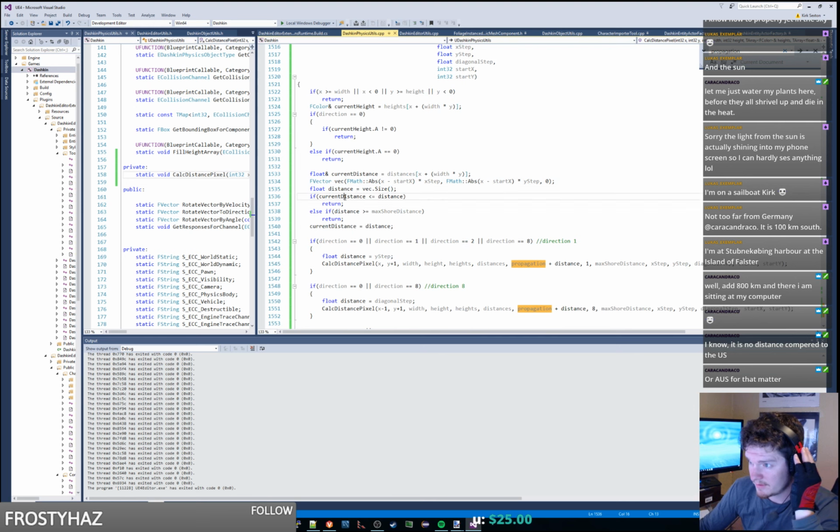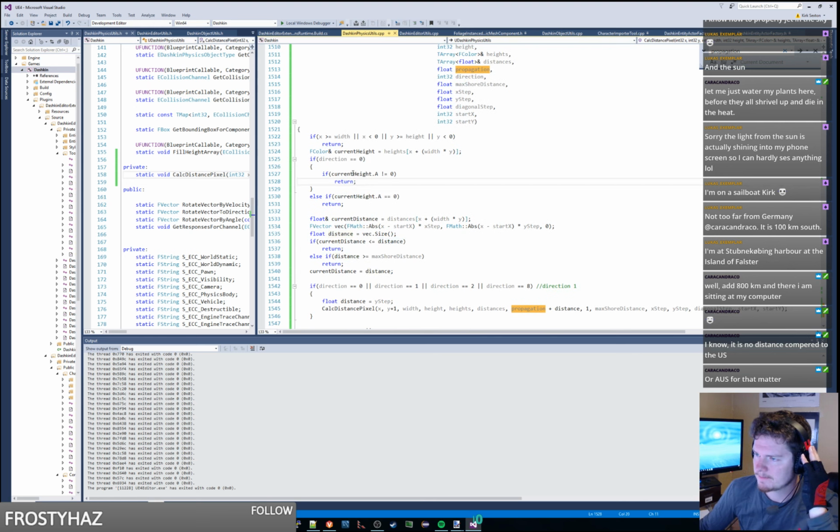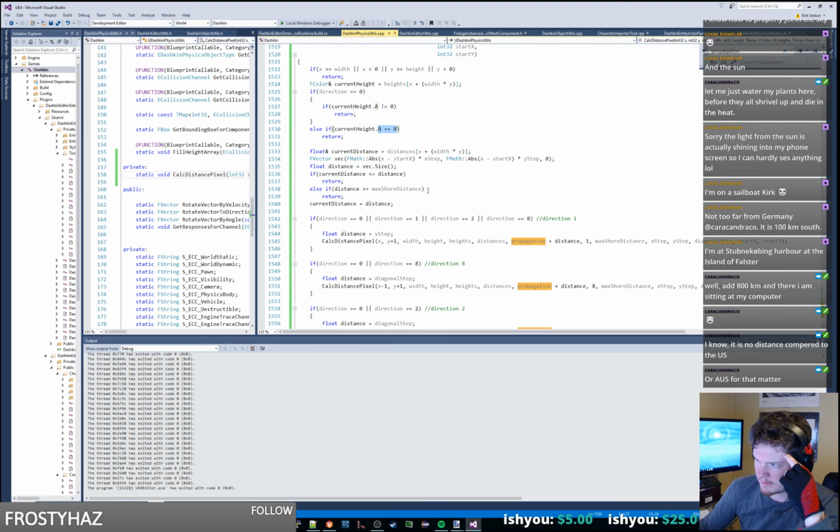Alright, so if current distance is less than or equal to distance, alright. If the direction is 0, if the current height does not equal 0, then get out. Otherwise, if the current height is 0, exit. Alright.